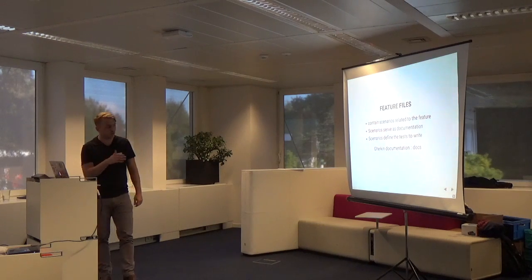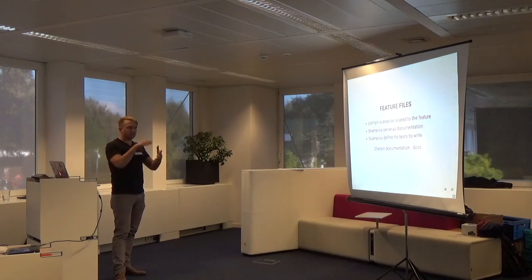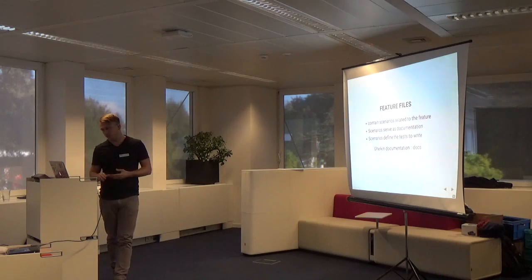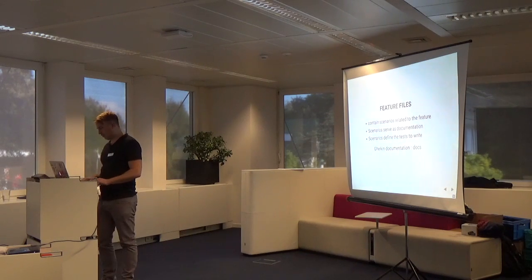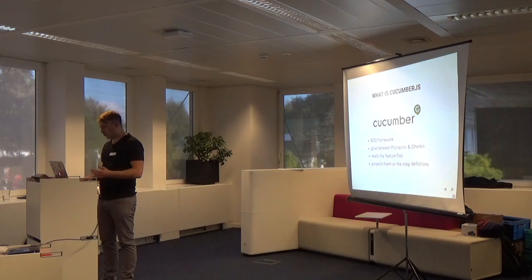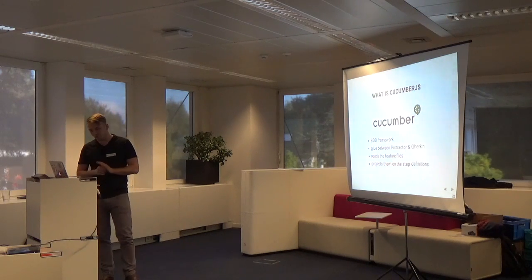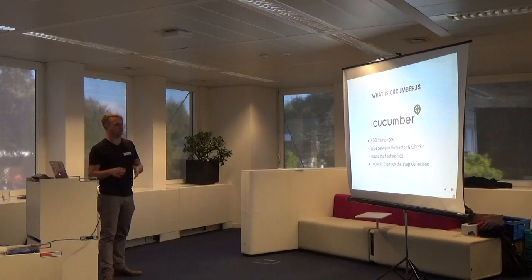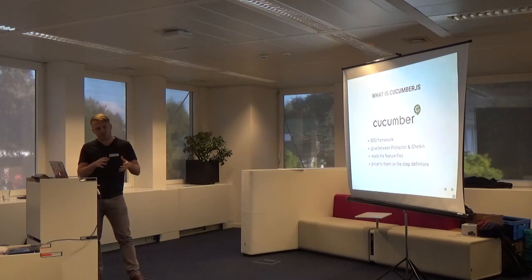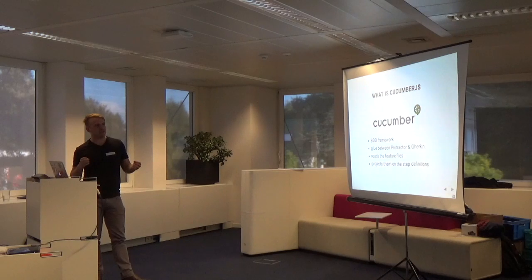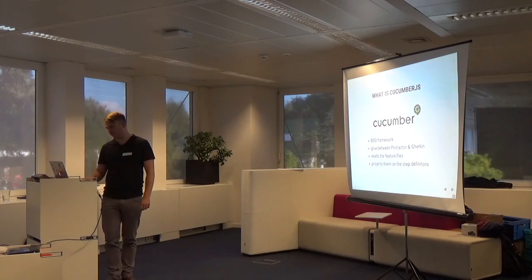And that's where Cucumber kicks in. Cucumber reads those Gherkin files, and CucumberJS can tell you which tests you have not implemented yet. That's a cool thing, I'll show you that later on. So what's CucumberJS? It's the behavior-driven development framework, and it's the glue between Protractor and Gherkin. The Gherkin is the definition of your features, and Protractor is the technical implementation to do the testing. And Cucumber glues that all together. It reads the feature files, and it projects them on the step definitions.